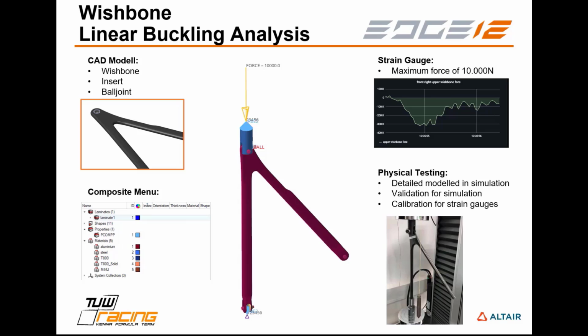Looking at our final model, we tried to model the physical testing as precisely as possible. Regarding the wishbone itself, such a great level of detail meant to model the carbon fiber structure of the wishbone, the inserts, and even the ball joint very precisely. In the composite menu, you can see all the different materials we have used for the simulation, and I've been talking about the physical testing. That testing was used, on the one hand, to validate our simulation, and on the other hand, to calibrate the strain gauges, which are mounted on our final wishbones.